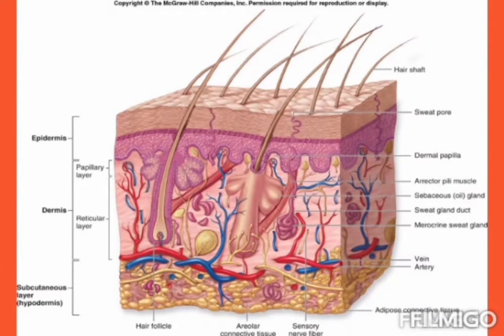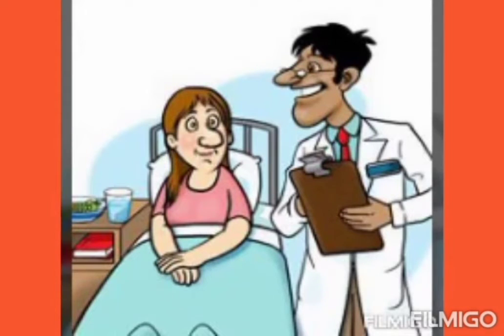Then next is the cells of the skin. Usually the epidermis contains keratinocytes, melanocytes, Langerhans cells, and Merkel cells. Anyway, the epidermis helps to regulate our body temperature. So that's regarding the skin. Now we can move on to the history and physical examination of the skin.